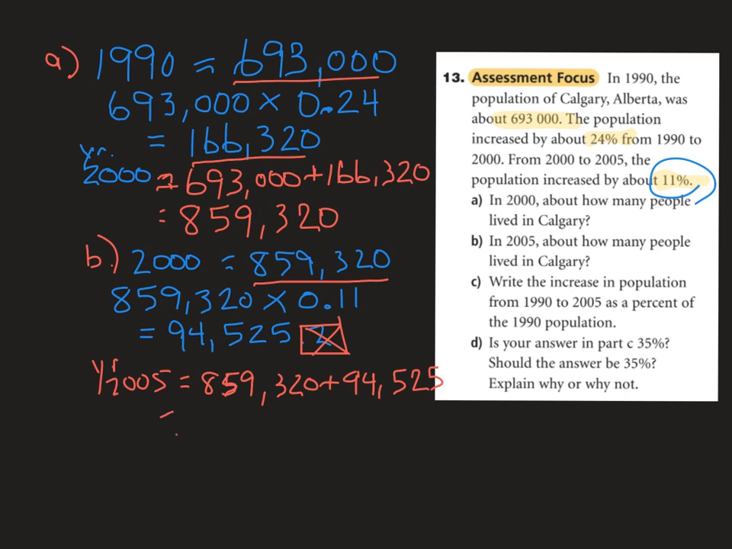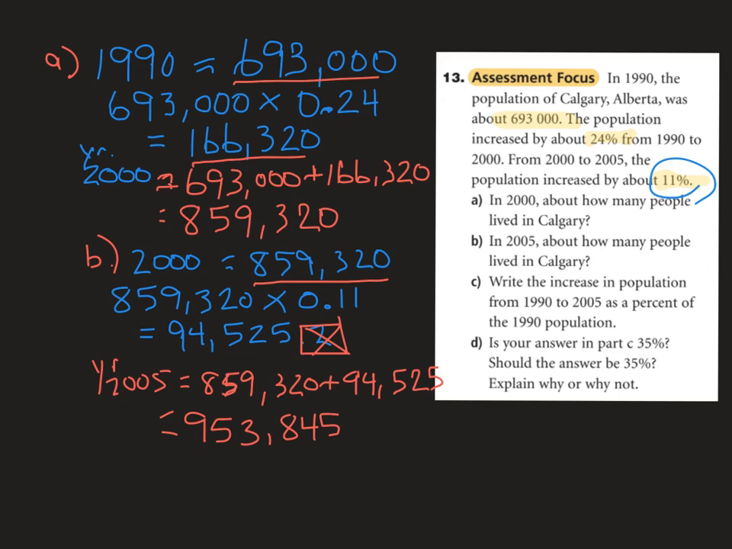Okay, so we have a total of 953,845. Wow. Okay. So that's B, right? How many people lived in Calgary? So therefore, approximately 953,845 people lived in Calgary. So now we want the increase in population from 1990 to 2005 as a percent.